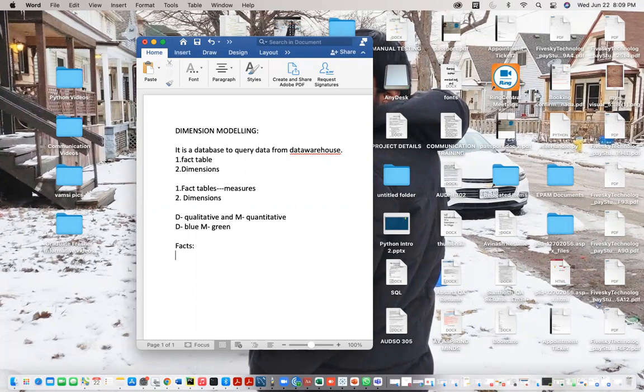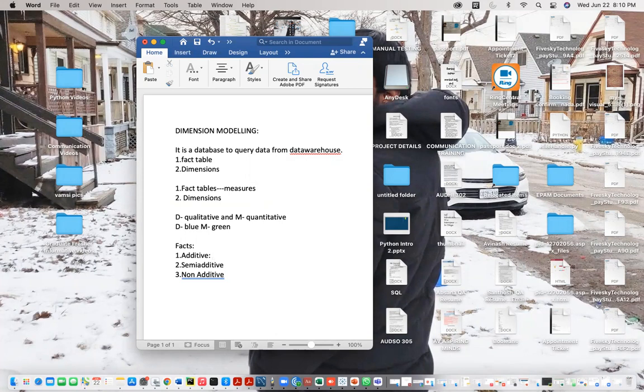Coming to Tableau, there are three types of facts: additive facts, semi-additive facts, and the third one is non-additive facts. So what do you mean by additive, semi-additive, and non-additive? Coming to the first one, additive facts.